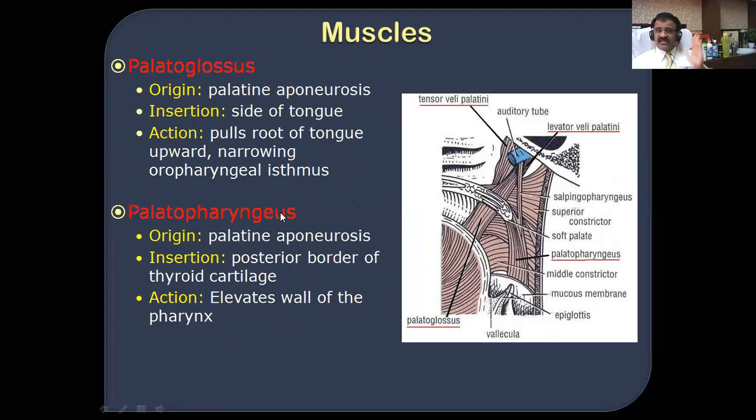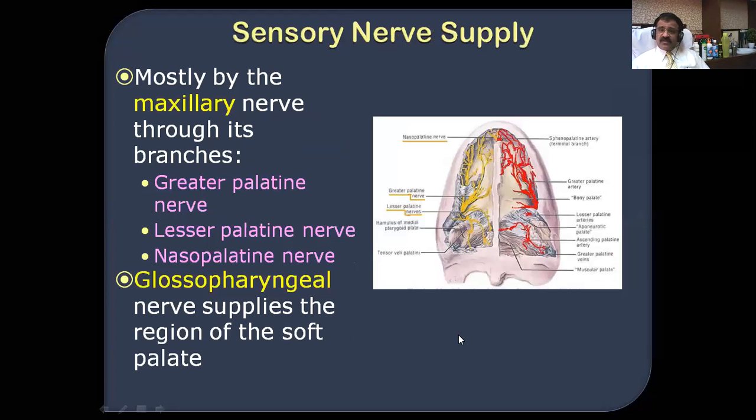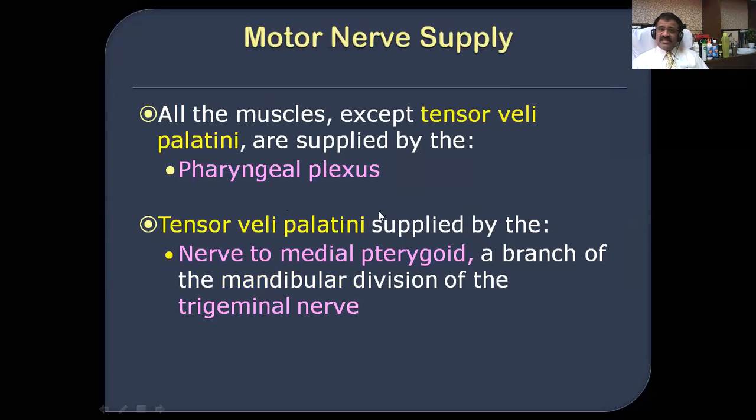So this muscle is also present on the side of palatoglossus, and दोघांच्या मध्ये palatine tonsil असतं. Okay. Now sensory nerve supply of the palate is derived from maxillary nerve through greater palatine, lesser palatine, and nasopalatine nerve. And glossopharyngeal nerve supplies the region of the soft palate also. So maxillary म्हणजे fifth cranial nerve ची branch, and ninth cranial nerve सरळ आहे. Motor nerve supply is derived from the pharyngeal plexus. I told you at the time of tongue.